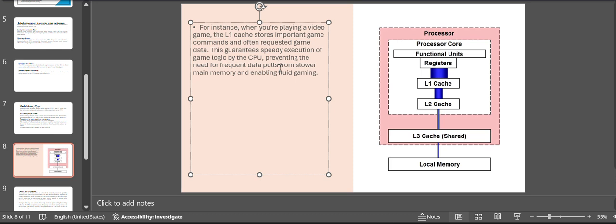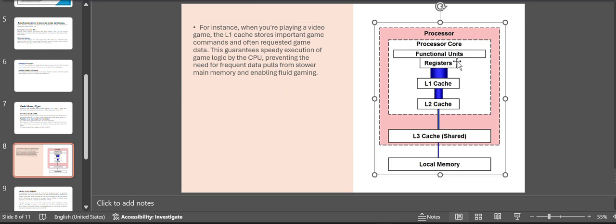For instance, when you are running video games, the L1 cache stores important game commands and often requested game data. This guarantees speedy execution of game logic by the CPU, preventing the need for frequent data pulls from the slower memory and enabling smooth flow.